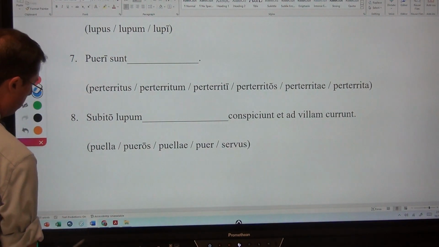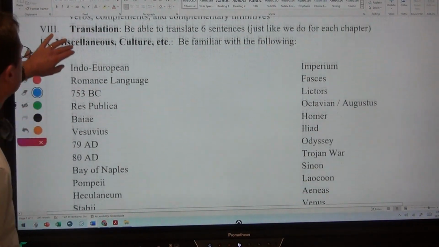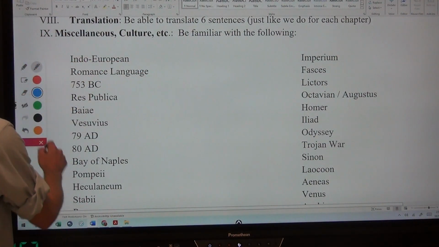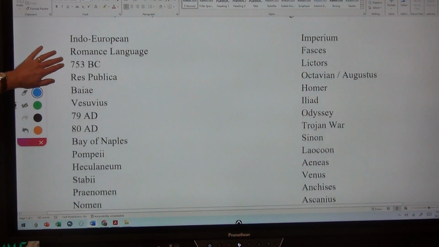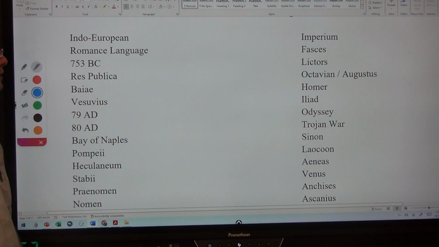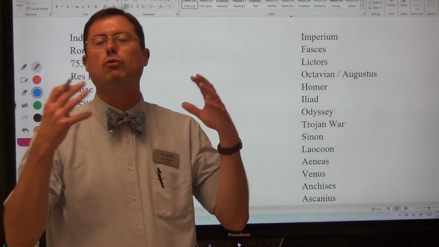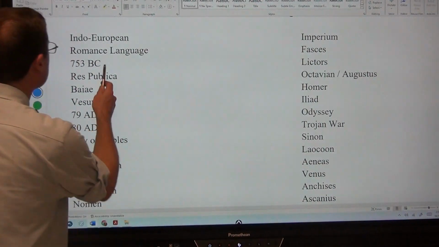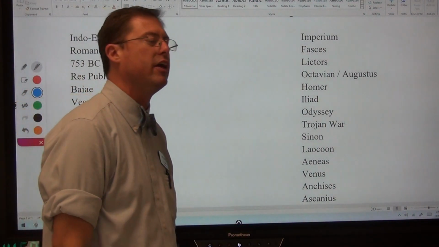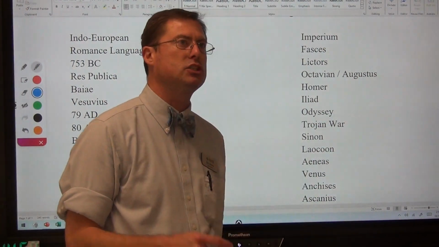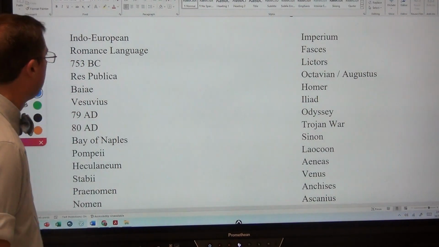So let's briefly go back to the major exam outline and talk about some of the miscellaneous cultural items that we have learned so far. Please know what we learned the very first, how Latin is a member of the Indo-European language family, of which German and English and a whole variety of languages belong. Romance languages are those that develop from Latin as people speak it continuously. They include Spanish, French, Italian, Romanian, things like that.